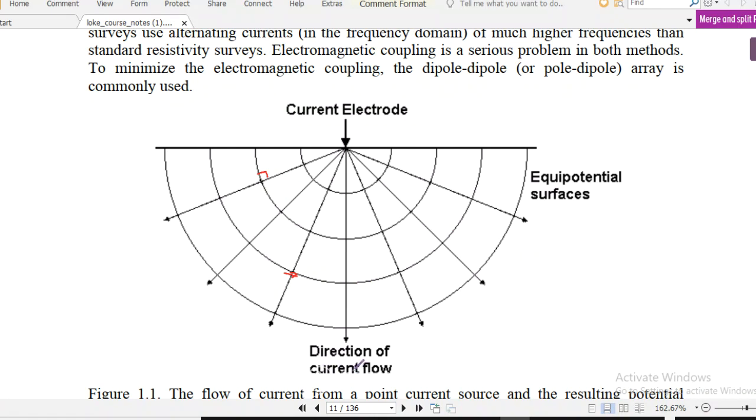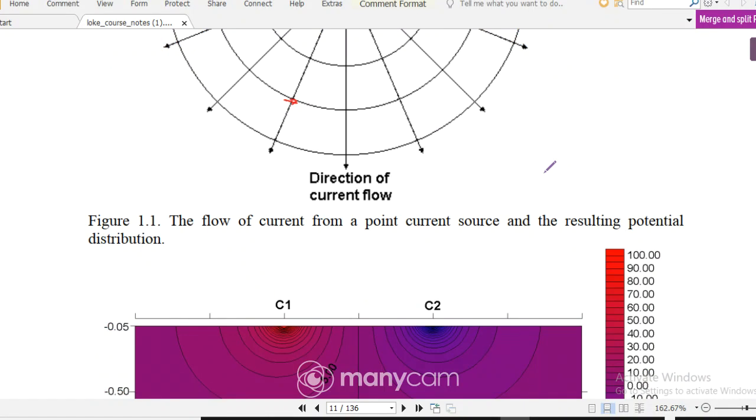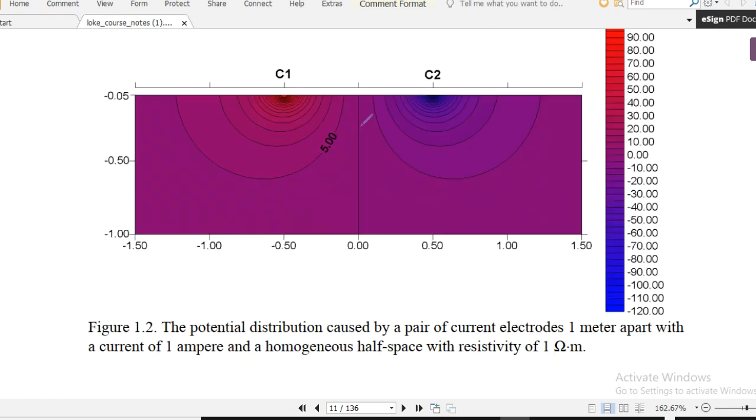This is the direction of the current flow, and these are the equipotential surfaces for a single electrode: the flow of the current from a point source and the resulting potential distribution. Here is the potential distribution caused by a pair of current electrodes 1 meter apart, with a current of 1 ampere, in a homogeneous half space with resistivity 1 ohm-meter.